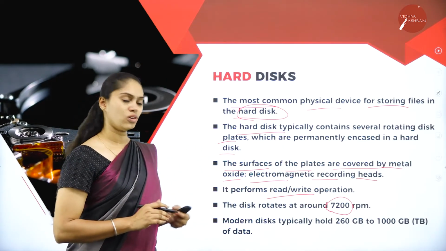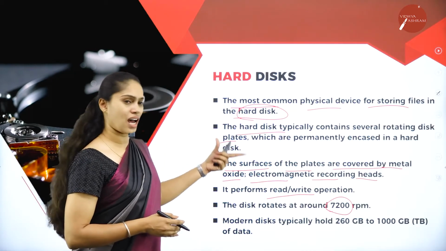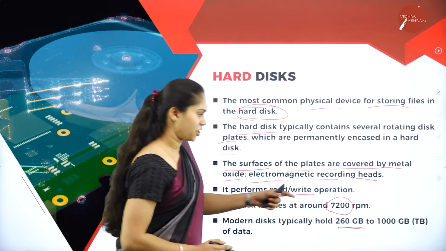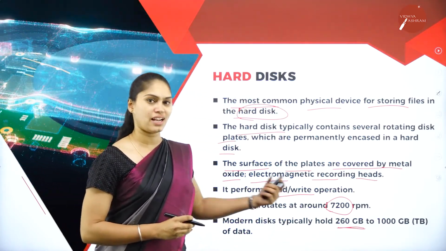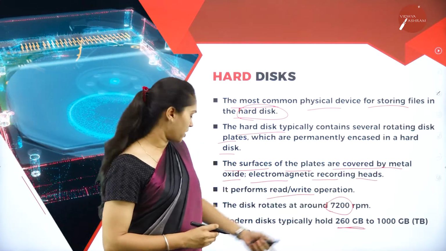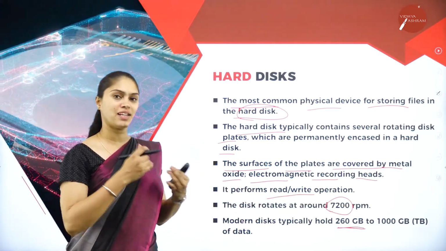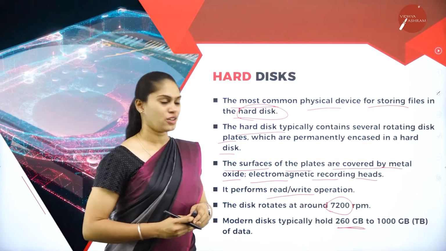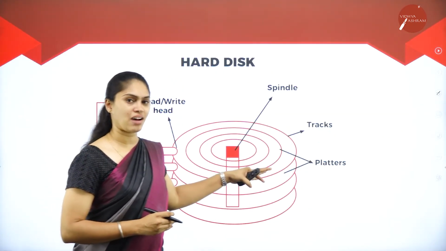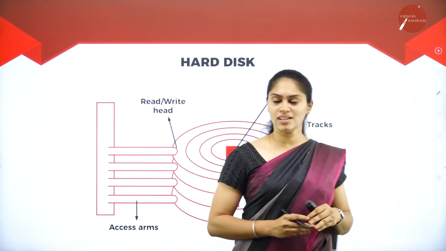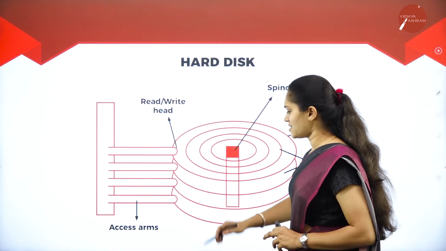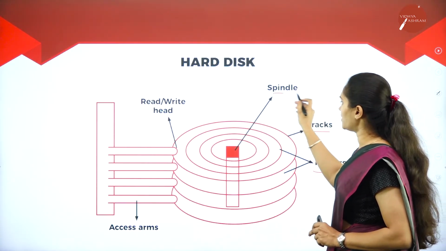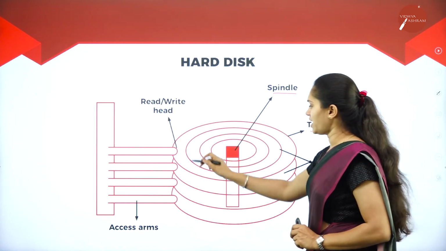Okay, so what is the storage capacity of this hard disk? It will typically hold 260 GB to 1000 GB, which is nothing but terabytes. So terabytes of data can be stored by making use of this hard disk. If you look at this image, here we have the tracks and a spindle, then the read or write head and the access arm, then platters and tracks along with the spindle. So these are all the tracks.